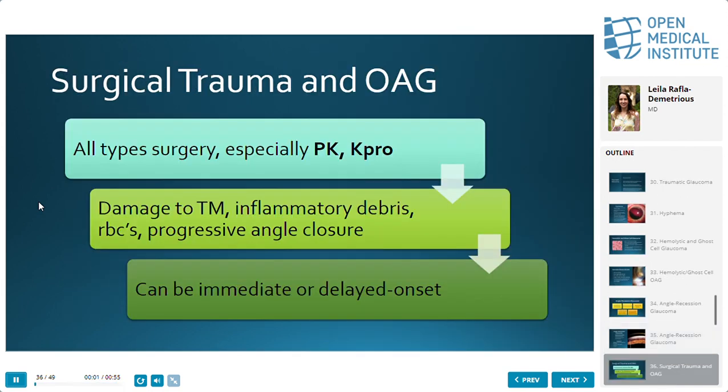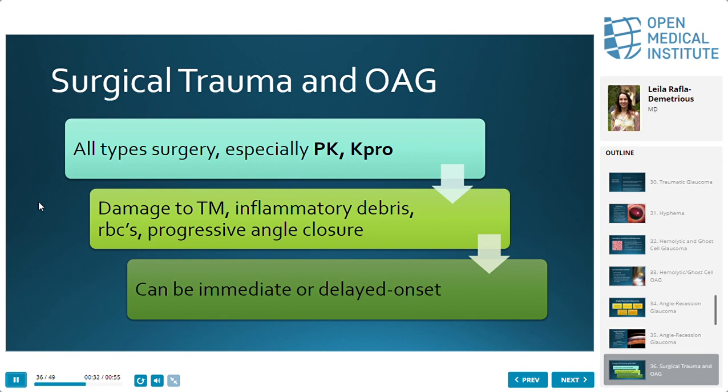Okay, so speaking of surgery, let's talk about surgical trauma with glaucoma. All types of surgery can lead to glaucoma, but especially corneal surgery, full thickness corneal transplants, and the keratoprosthetics definitely lead to glaucoma, and really from direct damage to the anterior chamber and the trabecular meshwork, inflammatory debris, red blood cells, and then angle closure. And this can be immediate or delayed onset.